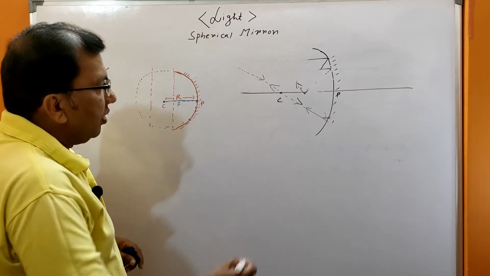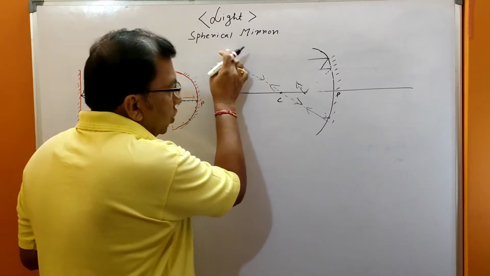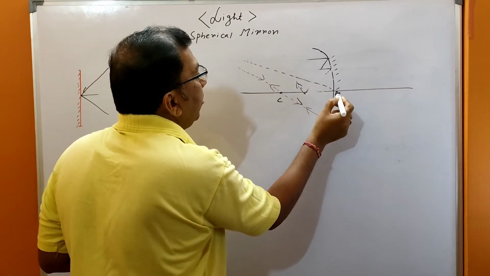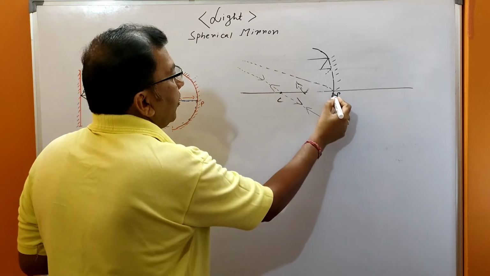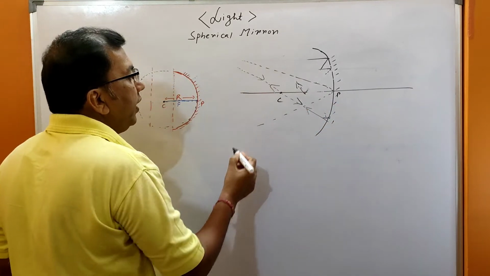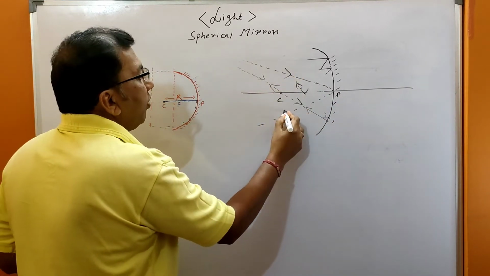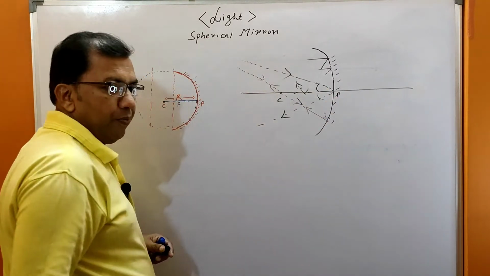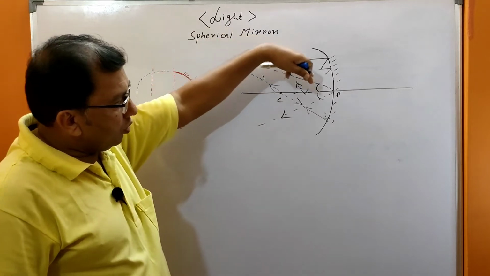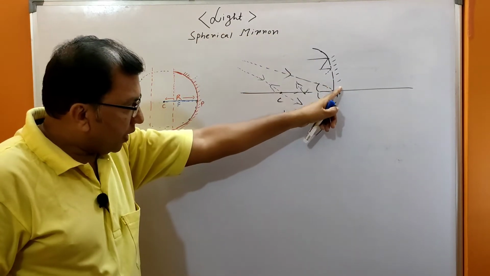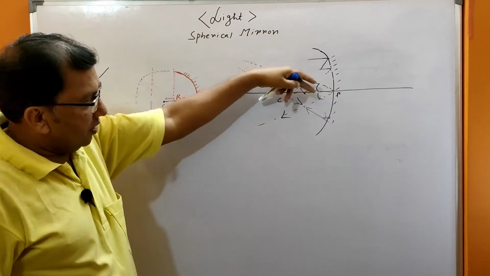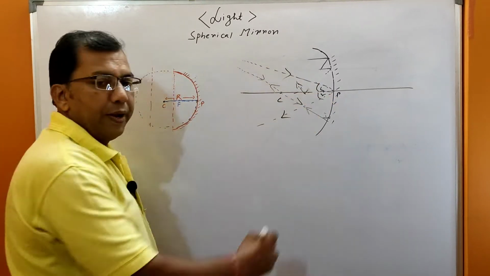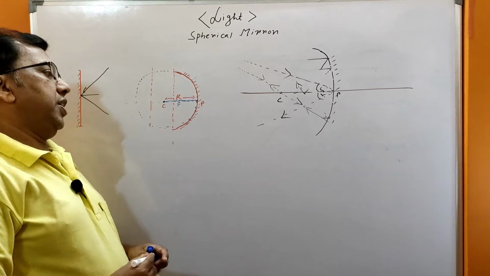Clear? If a ray of light is incident at the pole, it will return back obeying the law of reflection of light. This is I, this is R. If it is incident at the pole, then it will return back towards this. This is the normal. This is the I. This is R. So this is the condition.